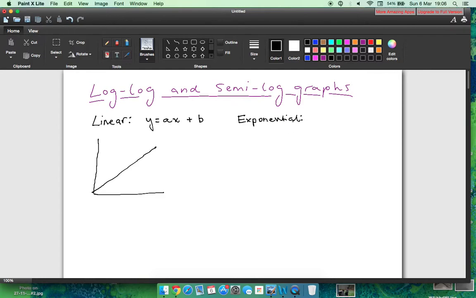We know that exponential functions have the form y equals a b to the power of x, or in other words, x, the independent variable, is the exponent. So if we were to graph this, it would have this sort of shape, a bit of a curve to it.